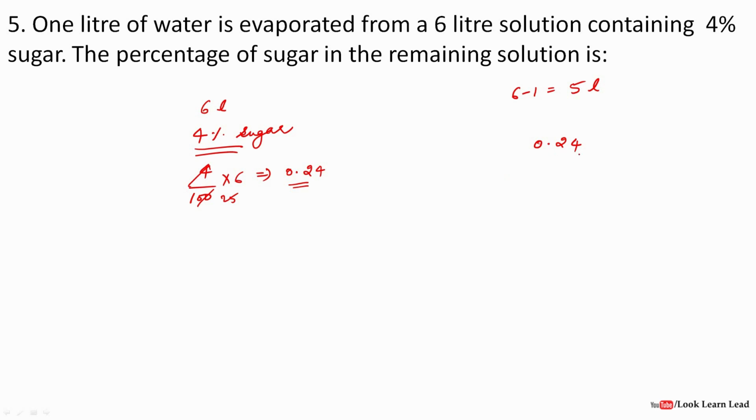So 0.24 is the amount of sugar, and the total is 5 liters. So it is 0.24 by 5 into 100. When you calculate it, you will get the answer as 4 by 5, or you can write it as 4.8.